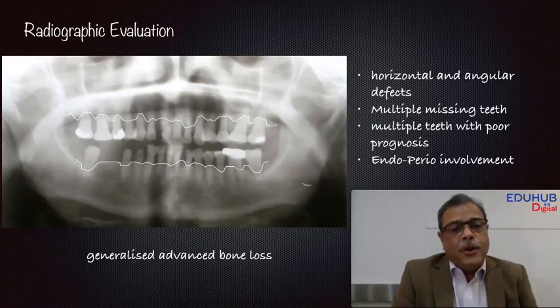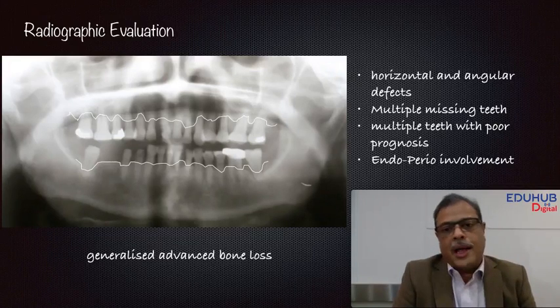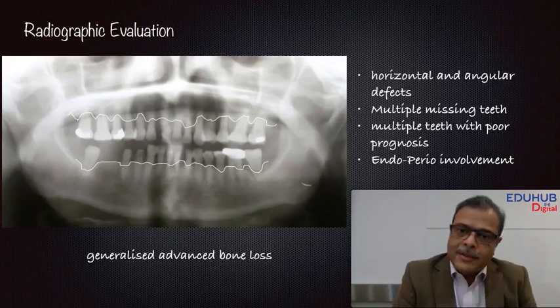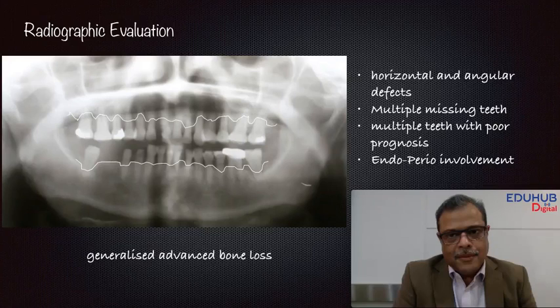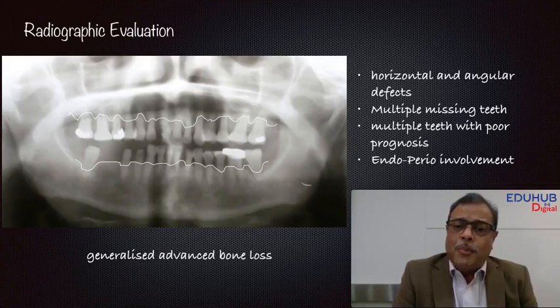When we are looking at the radiograph of this patient, you can see generalized advanced bone loss. You can see horizontal as well as angular defects, multiple missing teeth, multiple teeth with poor prognosis, and endoperio involvements.